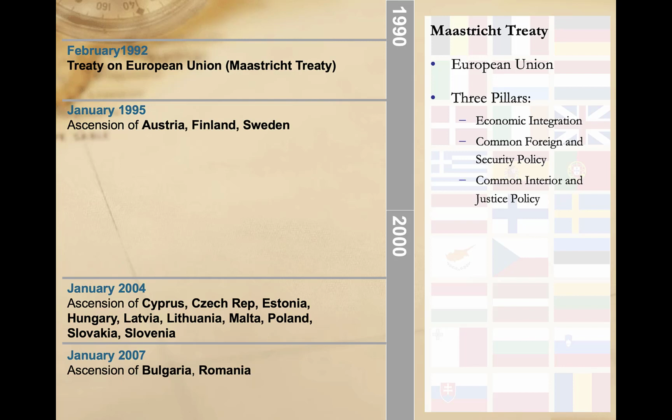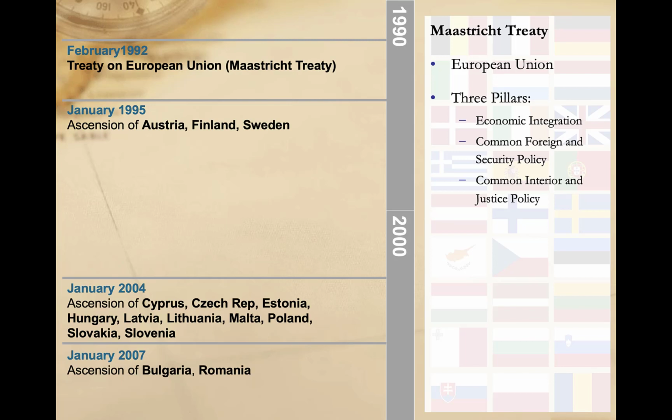The third pillar was centered on policy and judicial cooperation and included some issue areas like drug, human, and weapons trafficking, terrorism, and organized crime. As with the second pillar, policymaking here was largely at the intergovernmental level, with member states cooperating through the institutions of the European Union in pursuit of specific policy aims.